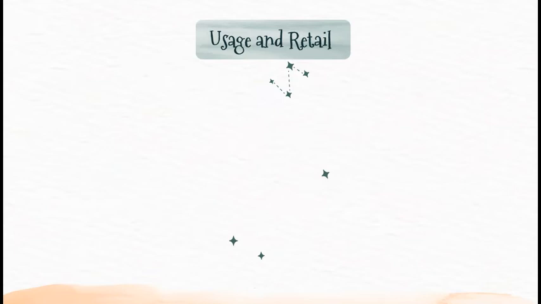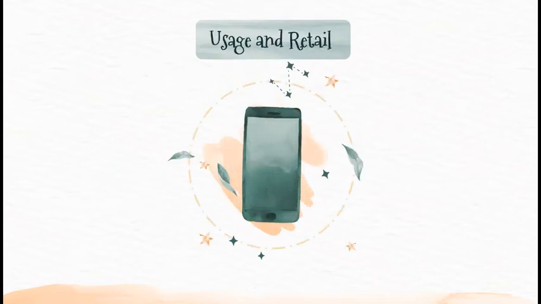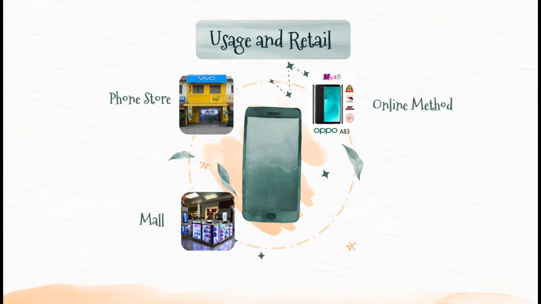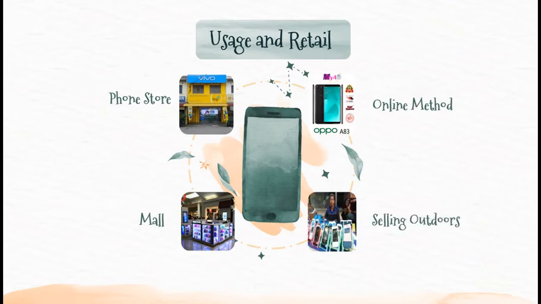The fourth step of cradle to grave is usage and retail. Smartphones are given to the retailer's hand and then sold by them in phone stores, inside the mall, via online methods through platforms like Lazada and Shopee, and also by selling outdoors. Selling outdoors usually sells second-hand smartphones, and only some consumers would prefer buying second-hand. In these ways, the smartphones finally end up in customers' hands and they will utilize it.